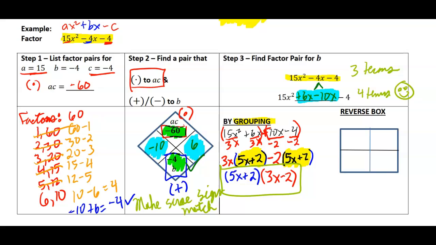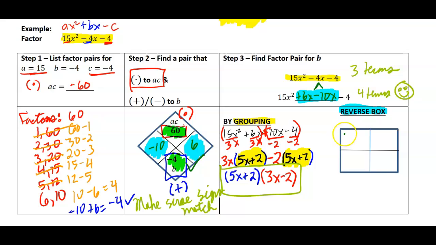If you choose grouping, you're pretty much using a division strategy. So you're dividing out a GCF and then finding what's left over. If you choose this strategy, the reverse box, it works basically the same way. It's a grouping strategy, but in the reverse box method, you're looking more for things that multiply versus things that divide. So it really is a choice of which makes the most sense to you.